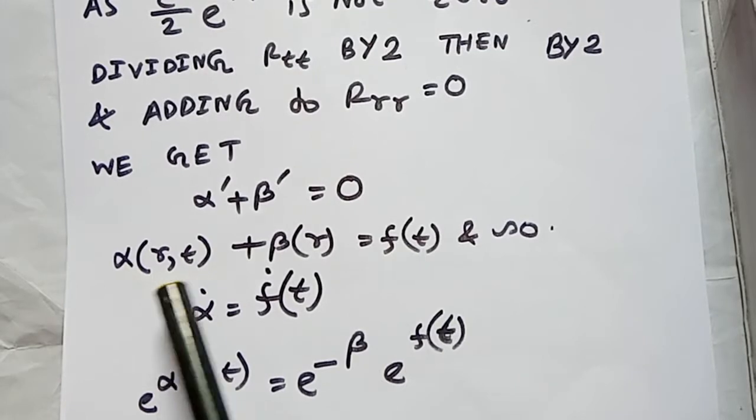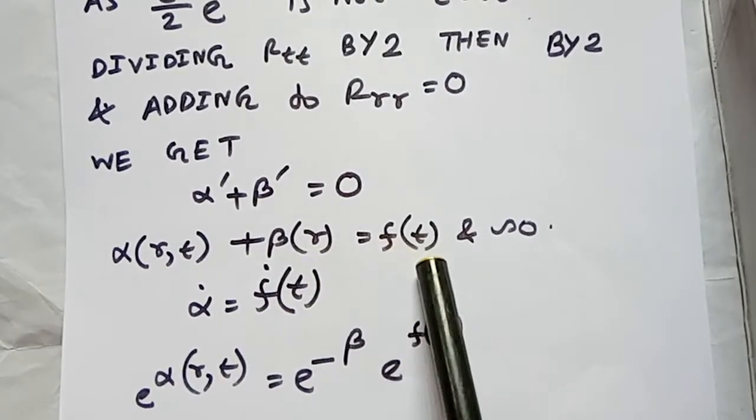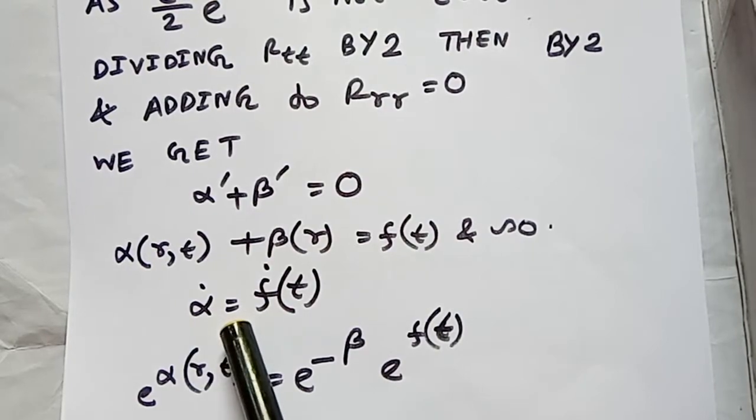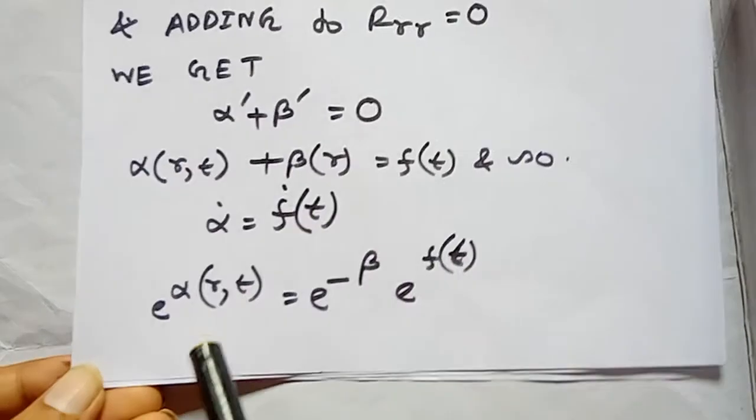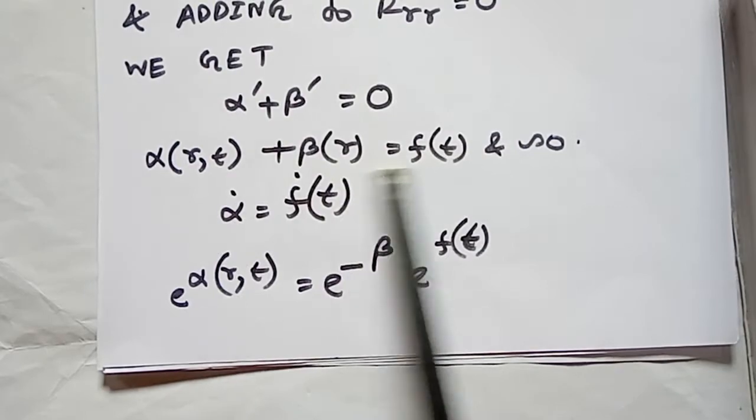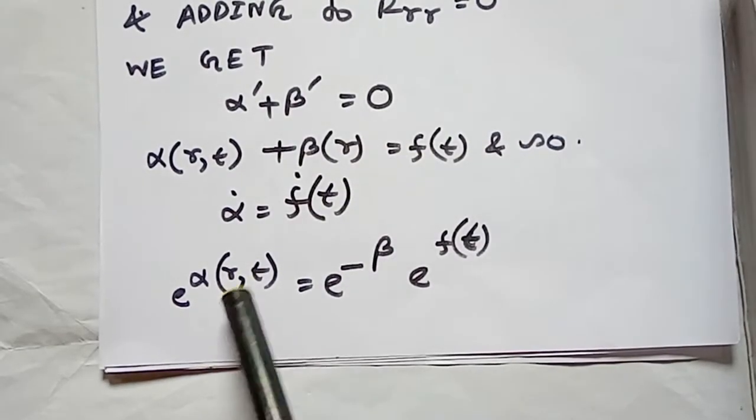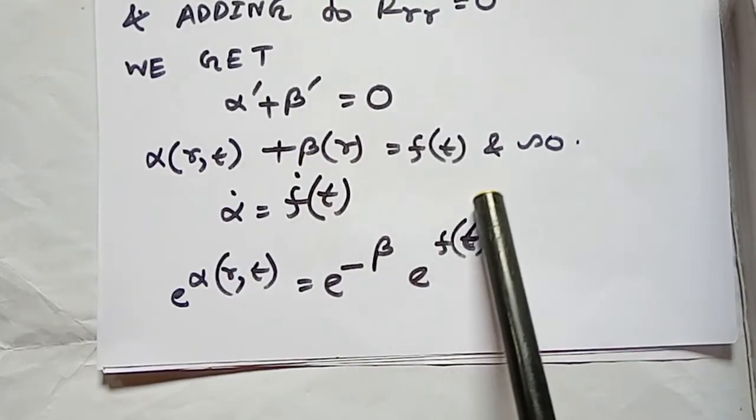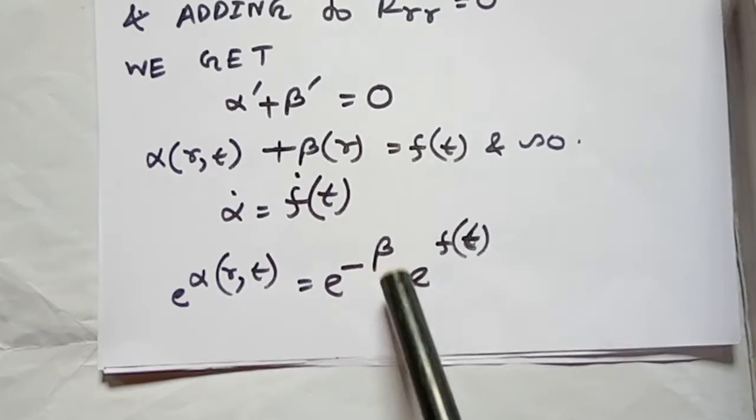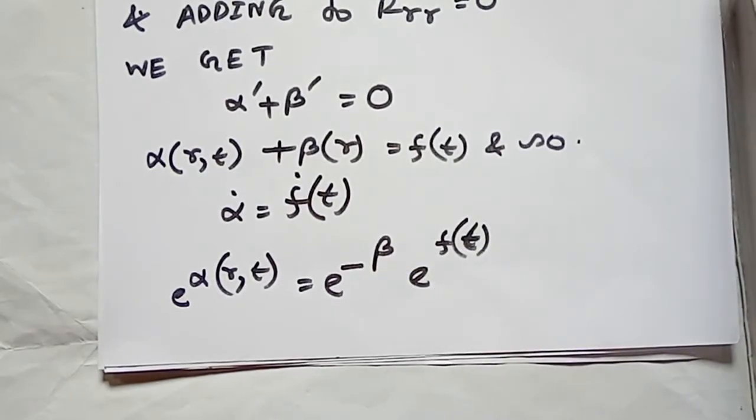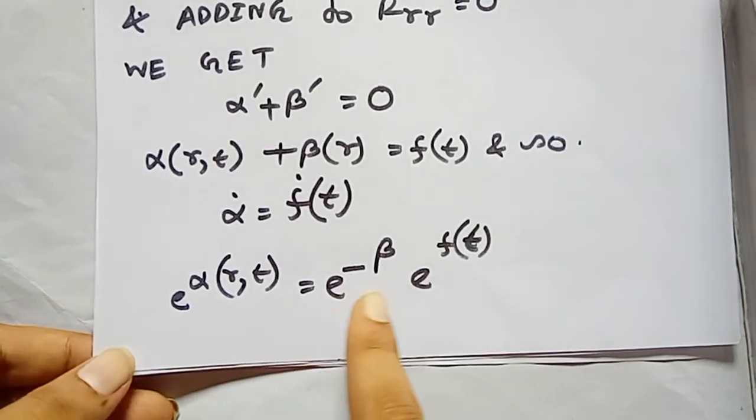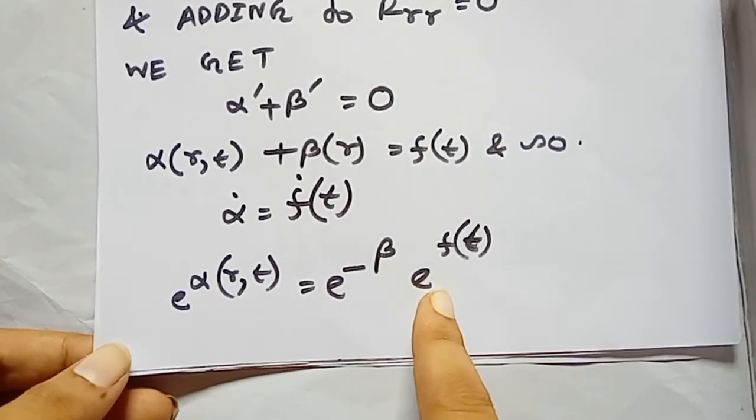Now alpha of r, t plus beta of r equal to f of t. So alpha dot equal to f dot of t, then exponentiating this term, we have e to the power alpha of t and e to the power beta multiplying, and taking to the right hand side, we have e to the power alpha of r, t equal to e to the power minus beta multiplied by e to the power f of t.